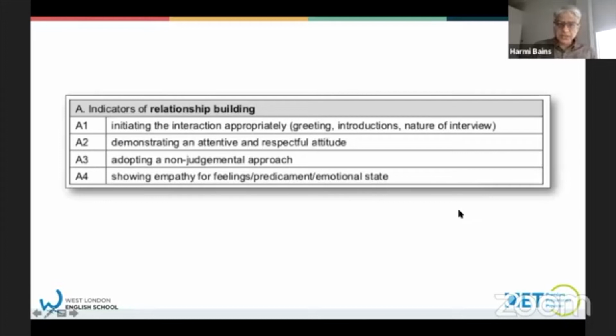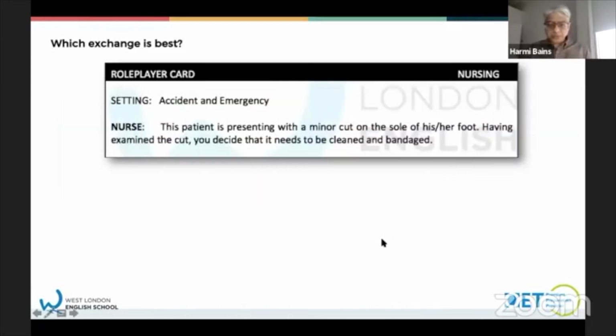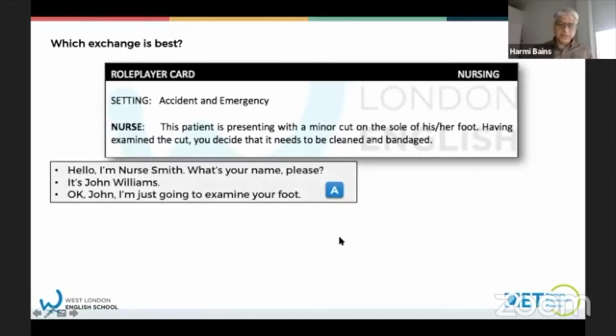If we go to the criteria with relationship building, you can see here it says initiating the interaction appropriately, greeting, introductions, nature of interview. So initiating the interaction, in other words, starting the role play. So the interlocutor will be waiting for you. The patient won't say anything. They'll be waiting for you to start the role play. So it's important you start the role play in the right way. We've got a couple of examples here.